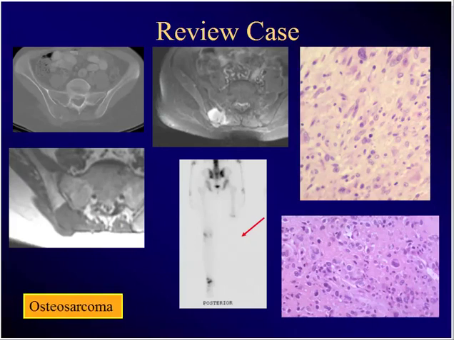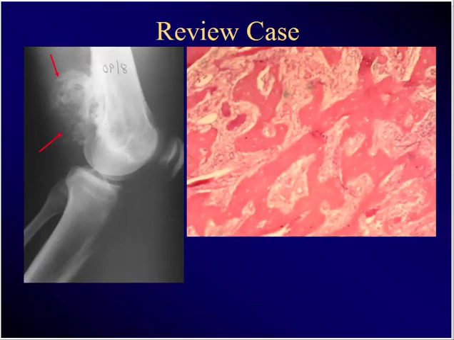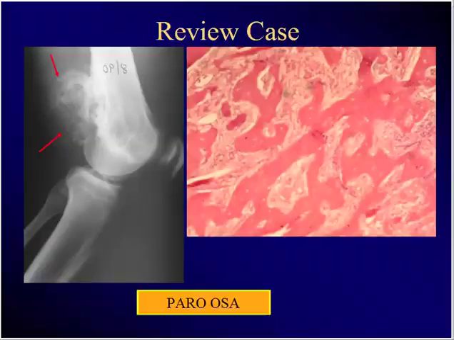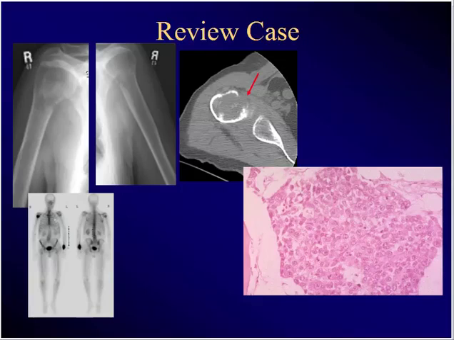What's this? This is easy. I hear everybody screaming parosteal. Yeah, that's exactly right. 65-year-old smoker with shoulder pain. Plain film, CT, notice the soft tissue density in that, hot on bone scan. This histopath, what's the diagnosis?